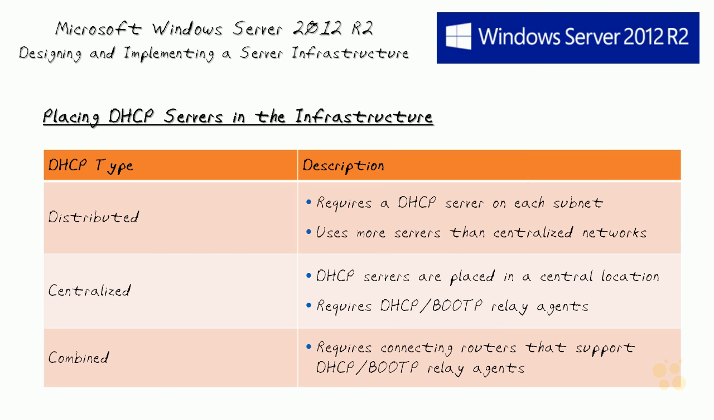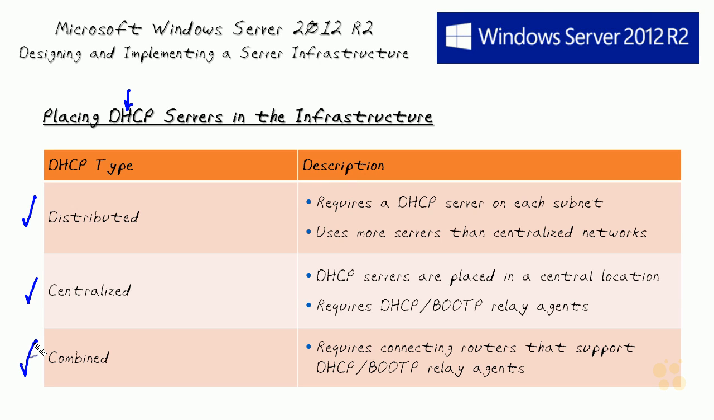When you are designing your server infrastructure, because that's really where we're at, we need to know where we are going to be placing these DHCP servers. Otherwise, your network isn't going to function very correctly. You need to make sure you're deploying your DHCP servers where they need to be. Now, there's a couple of different ways that you can do this. You can do this in a distributed way. You can centralize it where you just have all the DHCP servers in one location. Or you can combine, which obviously is going to require a little bit more work.